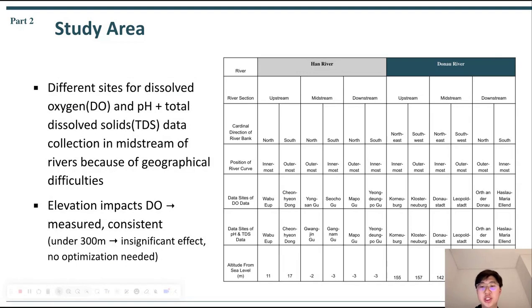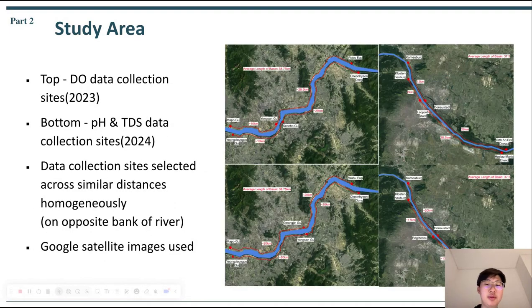For the study area, the specific data collection sites are shown as a table to the right, with different sites being selected for dissolved oxygen, pH, and total dissolved solids data collection. The satellite images of the data collection sites are provided as well, with the top being the DO data collection sites and the bottom being the pH and the TDS data collection sites.